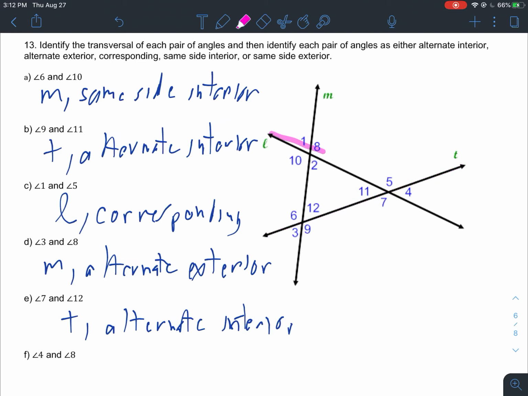And finally, 4 and 8. 4 and 8 are both on L. They're on the same side of L, but they're not both inside or outside, so that would again make them corresponding. One's inside the lines, one's outside the lines.